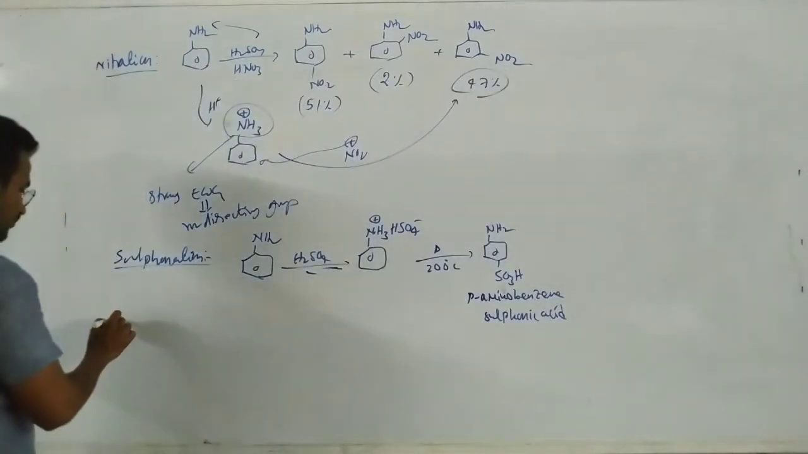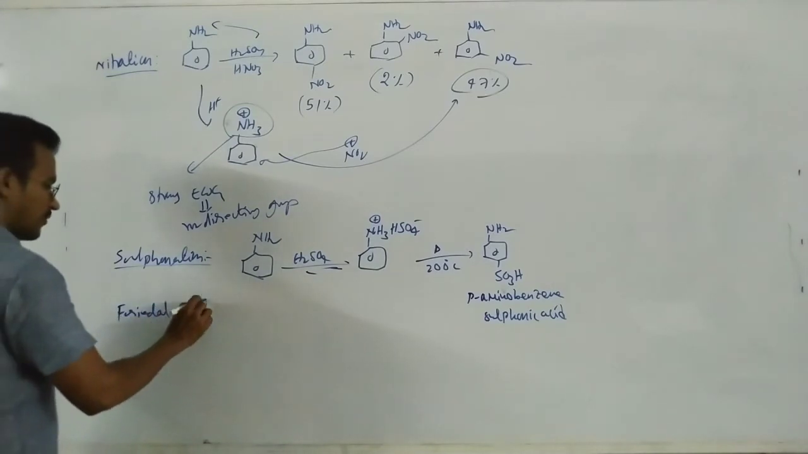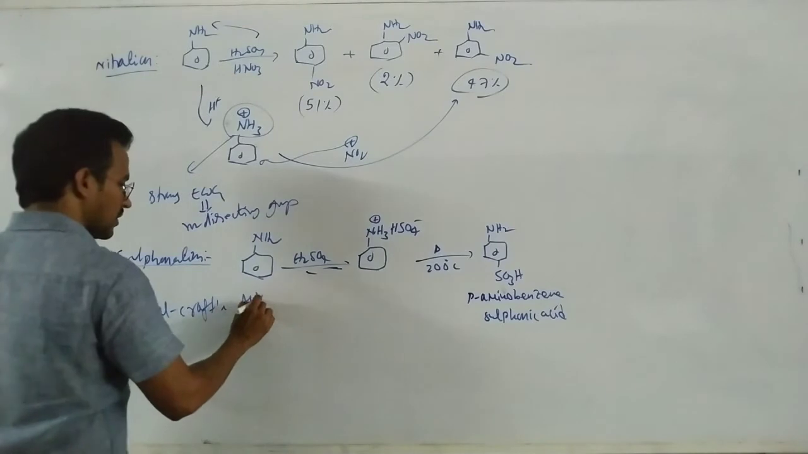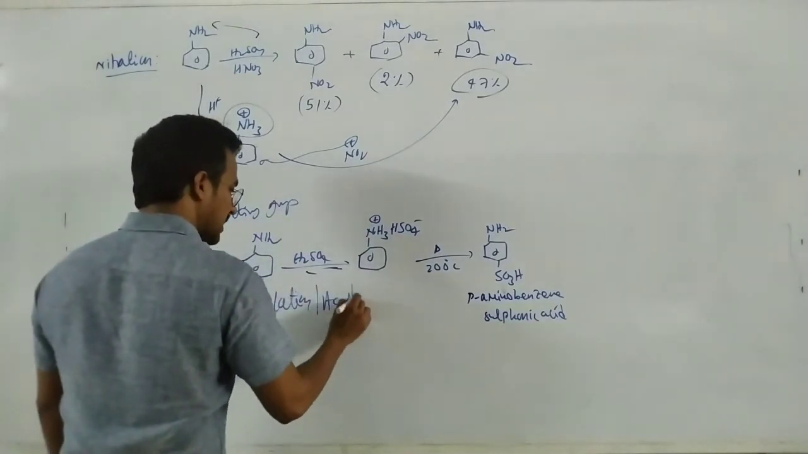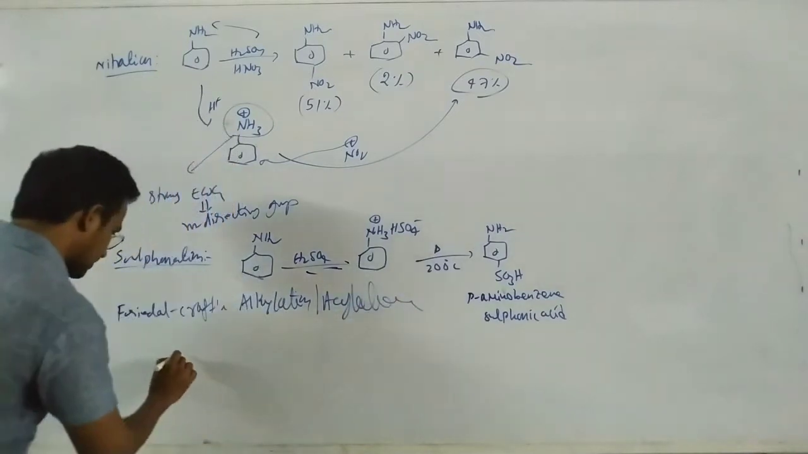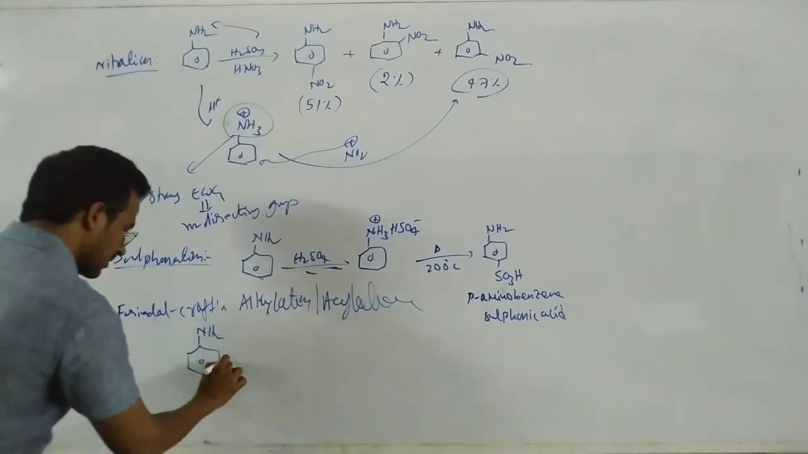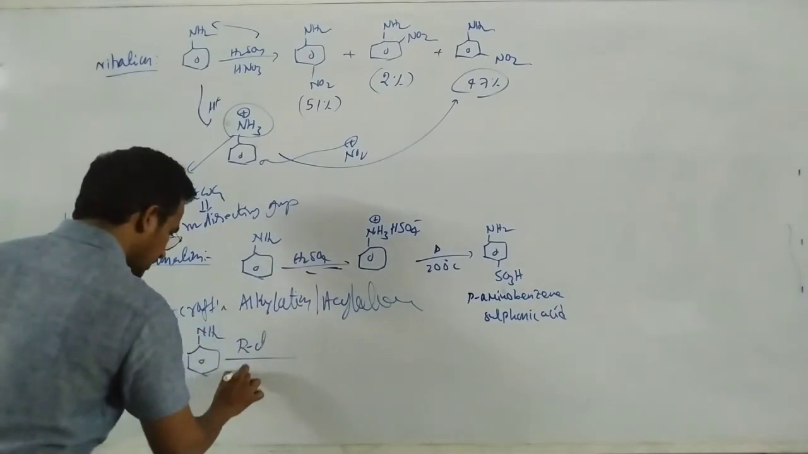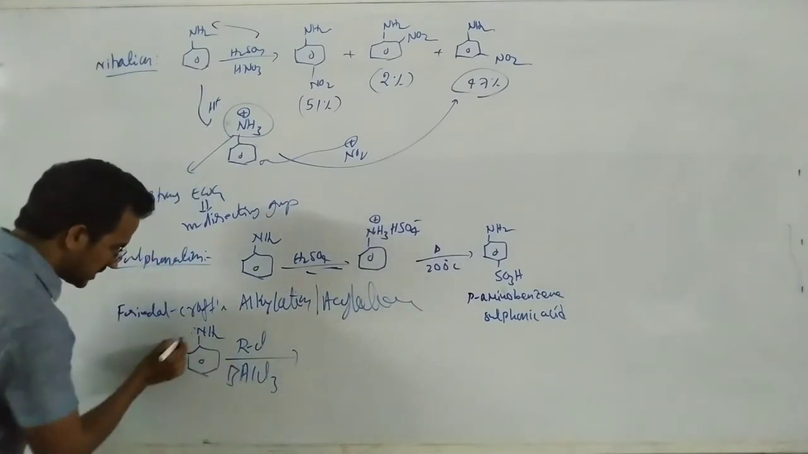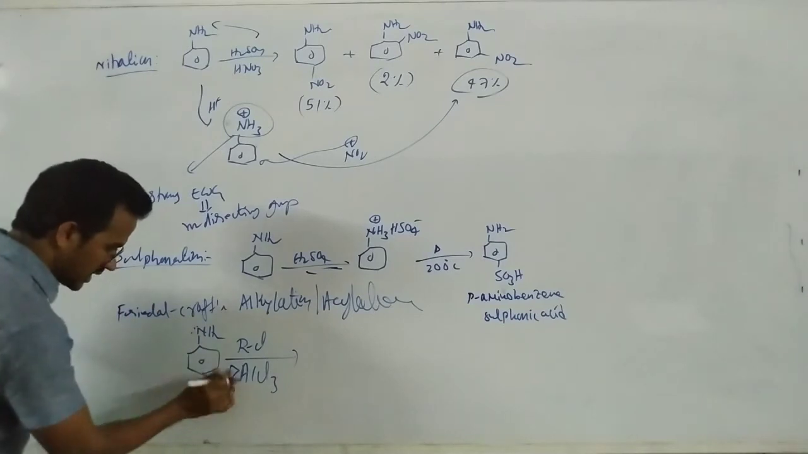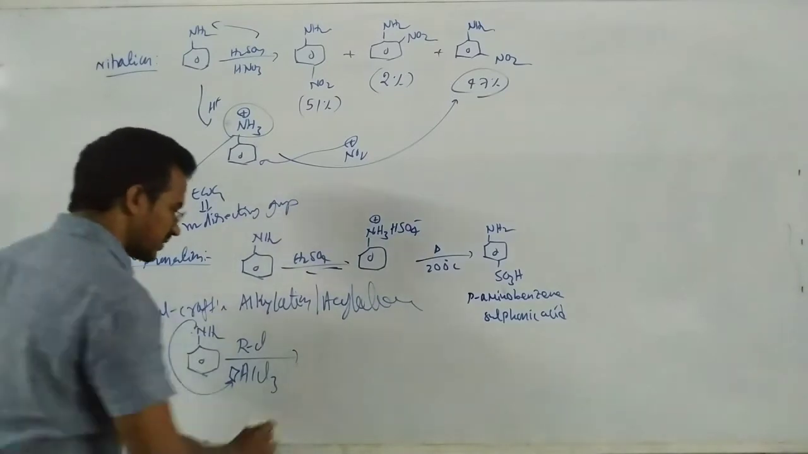Now, Friedel-Crafts alkylation or acylation. Actually, this Friedel-Crafts reaction must be carried out in the presence of a Lewis acid, which has a vacant orbital. This NH2 is basic in nature. It is an electron donor, and the Lewis acid is an electron acceptor. So here a Lewis acid-base reaction takes place.